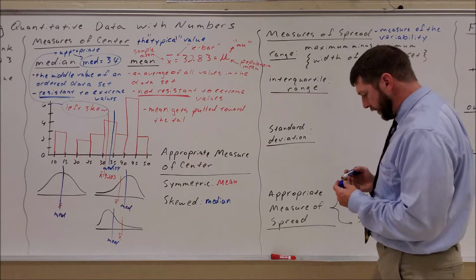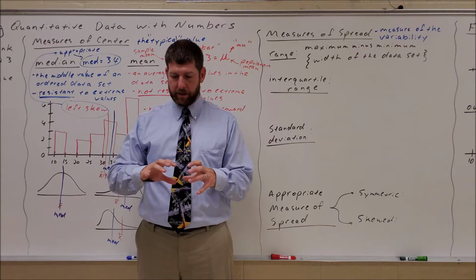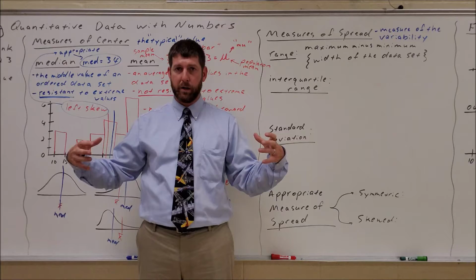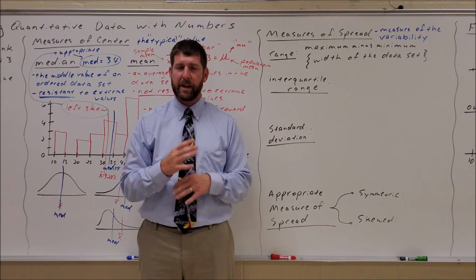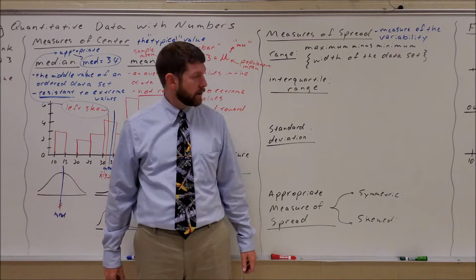A measure of the variability of a data set. So it's just giving us an idea: are they really close together? Are they really spread out? Is it really wide? Are there kind of gaps and things like that? That's what I mean by variability. How consistent was this data?